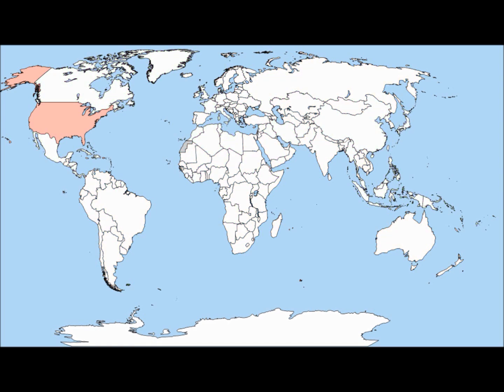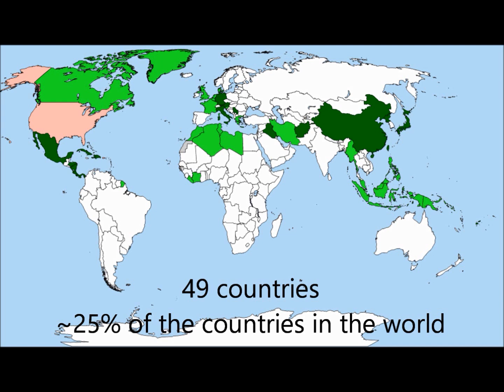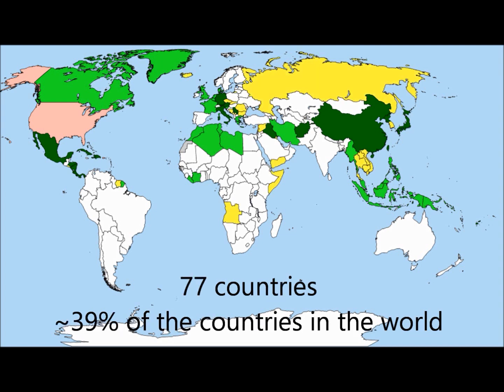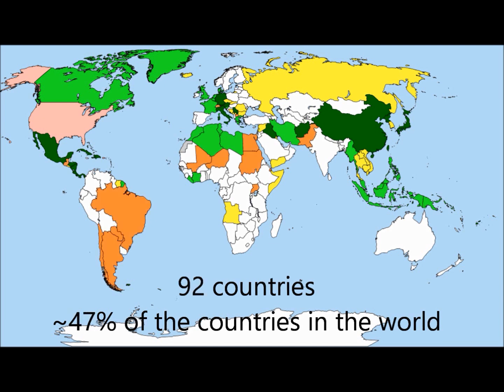So, to review, the United States has definitely invaded 49 countries, or about 25% of the countries in the world. If you want to be more inclusive in what you count as invasions, the United States has invaded 77 countries, or about 39% of the countries in the world. By the absolute highest count, the United States has invaded 92 countries, or about 47% of the countries in the world.